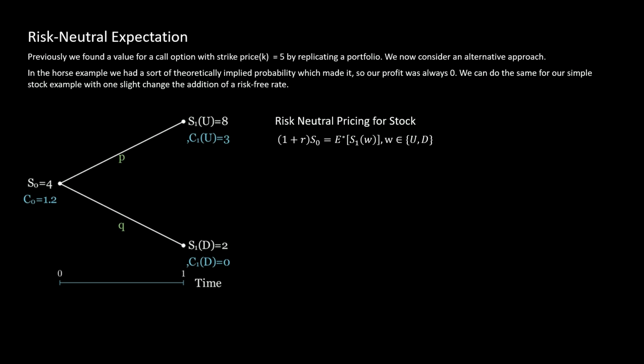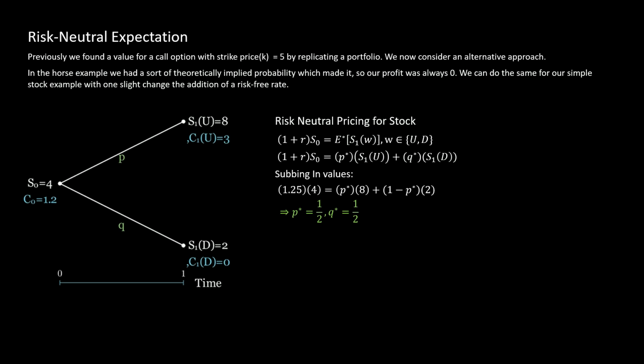The actual probabilities will be much different. However, these are the ones that will make our stock the same as our risk-free rate. So let's expand this a bit. And now if we notice that Q, which is 1 minus P, we can expand it further. And we sub in our values, and we can actually calculate the values of these probabilities.